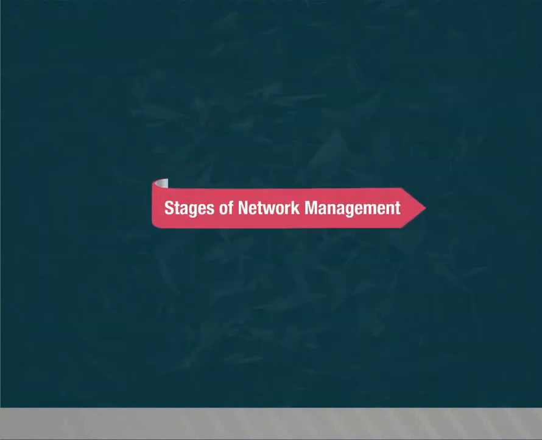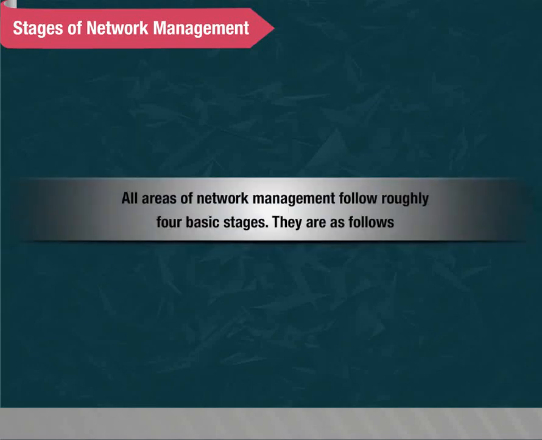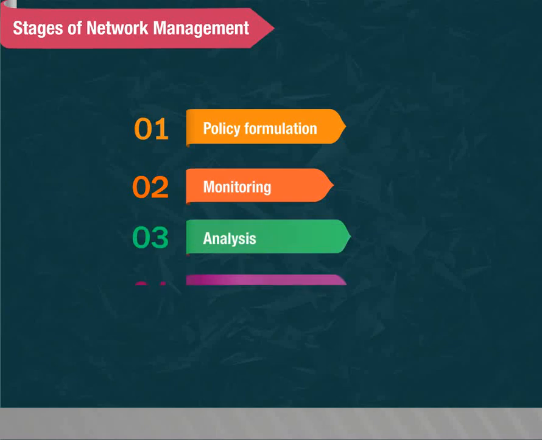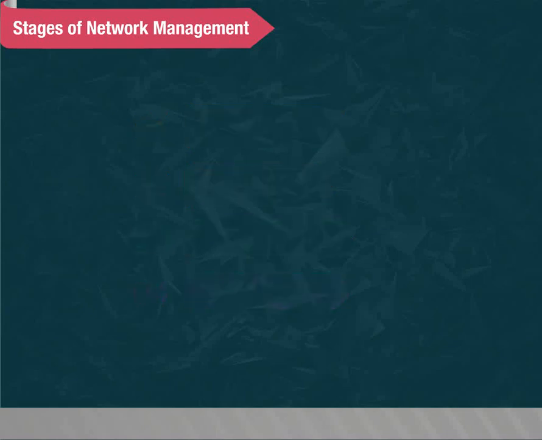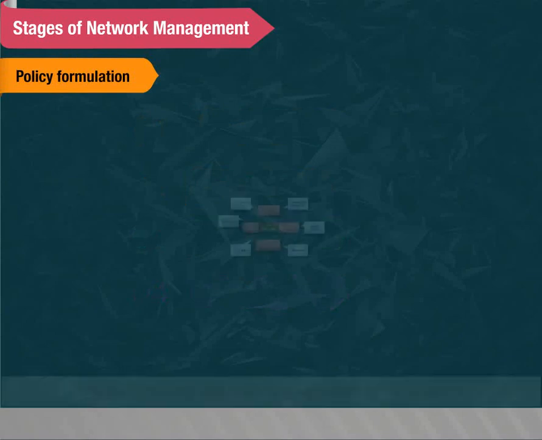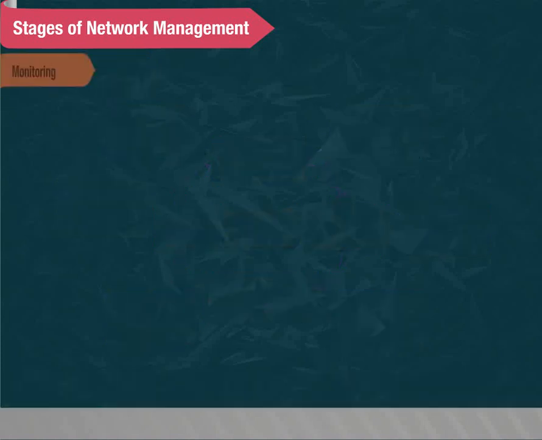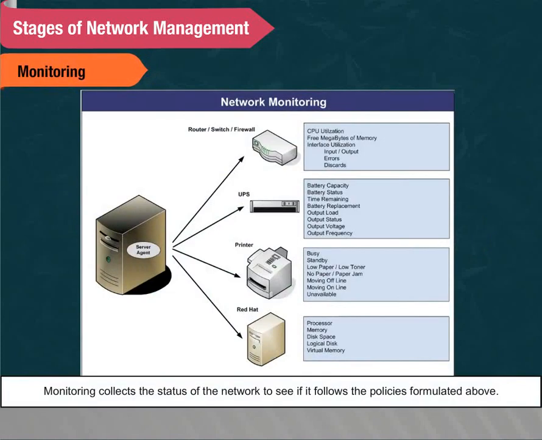Stages of network management. All areas of network management follow roughly 4 basic stages. They are as follows: policy formulation, monitoring, analysis, control. Policy formulation defines the normal operating conditions and expectations for the network. Monitoring collects the status of the network to see if it follows the policies formulated above.